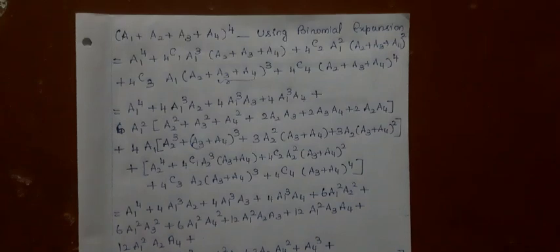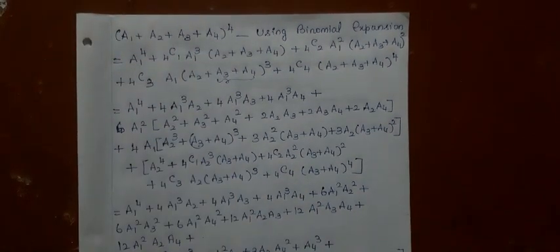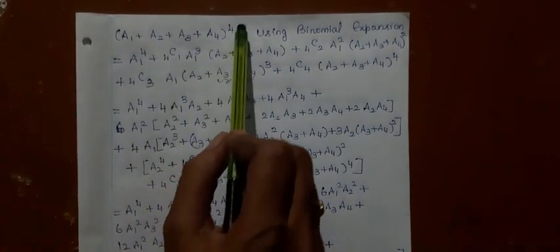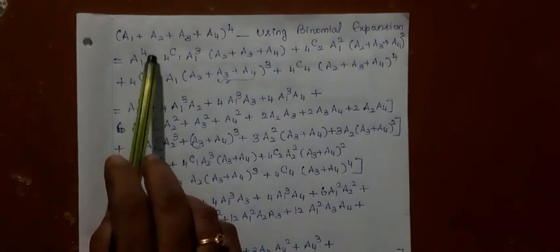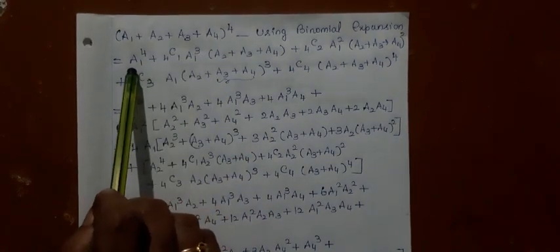Students, in this video we are going to discuss the expansion of the expression (a1 + a2 + a3 + a4) the whole power 4 using the binomial expansion method, and the result we are going to use in the derivation of the strong law of large numbers. Okay, see, I'm using the binomial expansion method.